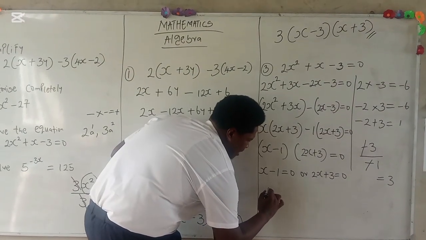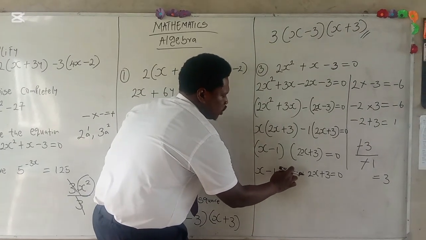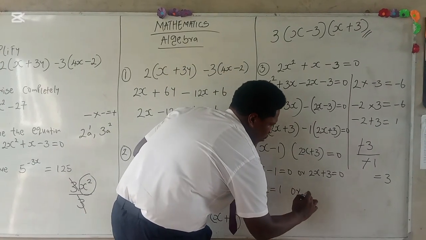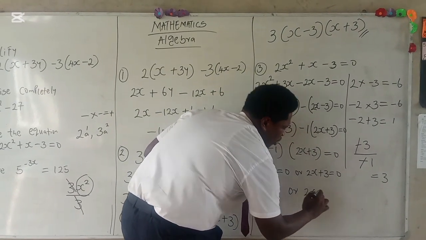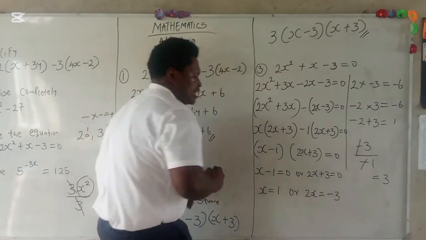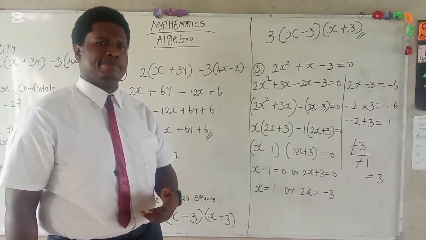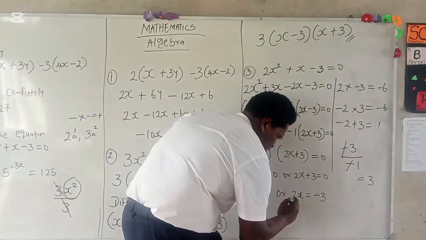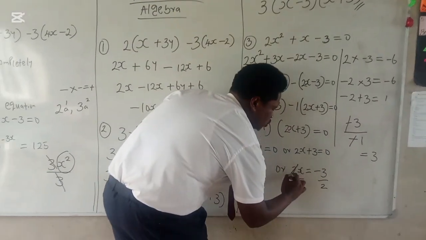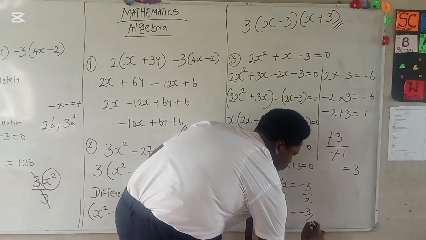So the first one will be x equal to, if negative 1 crosses over the equal to sign, it becomes 1. So x is equal to 1, or we have 2x is equal to, this is plus 3, if you cross over the equal to sign, it becomes negative 3. Now we are looking for the value of x. In order to ascertain the value of x, we divide both sides by the coefficient of x. Here, the coefficient of x is the number attached to x, which is 2. We divide here by 2, we divide here by 2. So 2 cancels 2, and we have x is equal to negative 3 over 2.